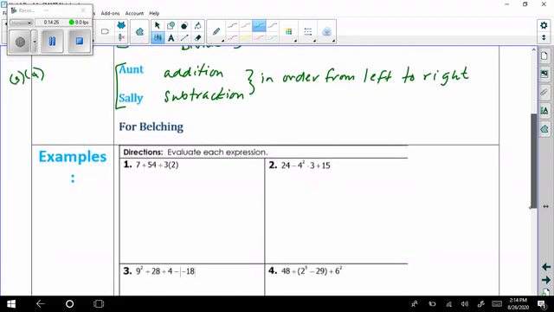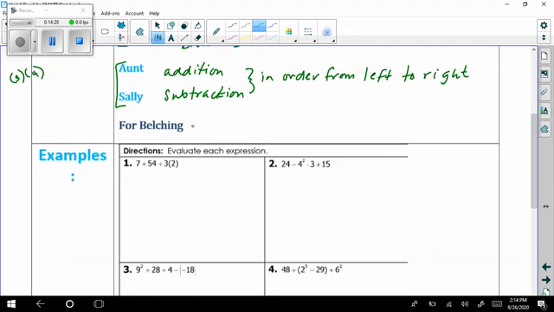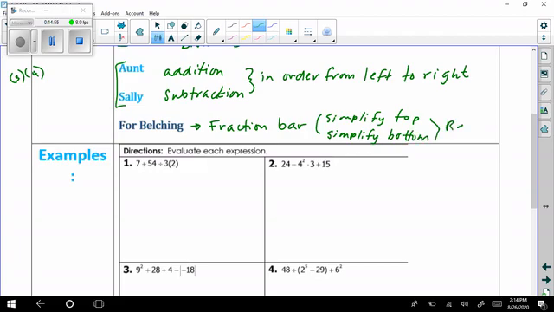The last part here is the fraction bar. A lot of you have not seen this before, but that basically is saying the fraction bar. So you'll complete the top, complete the bottom, and then you'll actually divide that piece out. So simplify top, simplify bottom, and then reduce or divide.